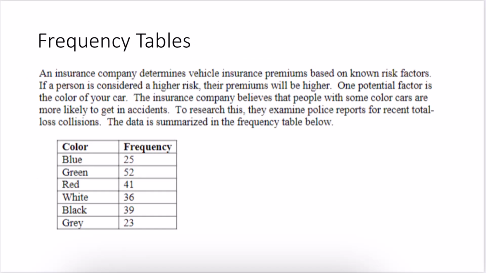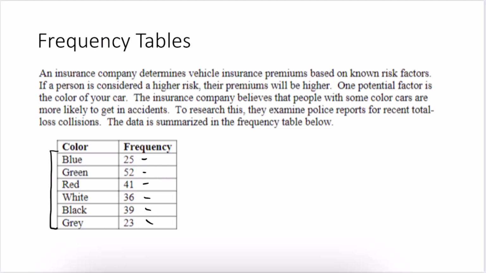So the first type of representation we're going to look at is frequency tables. A frequency table is basically when you list all of the different categories that your qualitative data can be sorted into, and then you count how many of your data points are within that category. For example, this frequency table summarizes the colors of cars that were involved in accidents. These numbers represent how many cars are in each category. So there's 25 blue cars, 52 green cars, 41 red cars, etc. This is a really useful way to summarize all of your qualitative data.